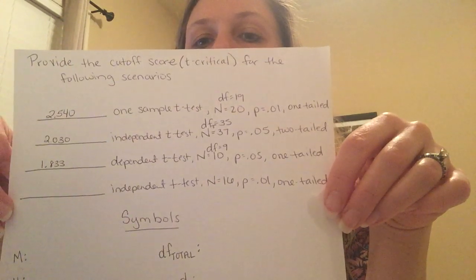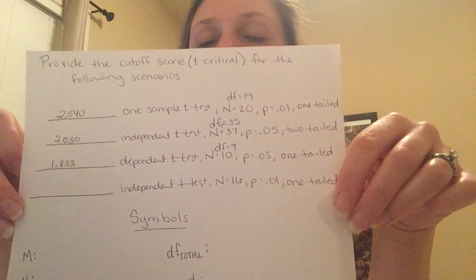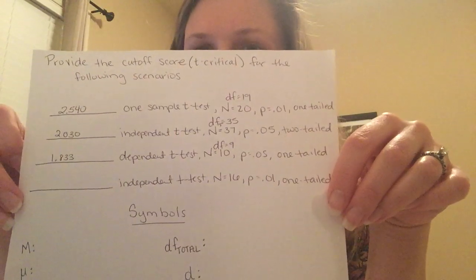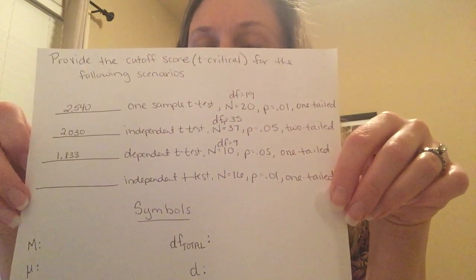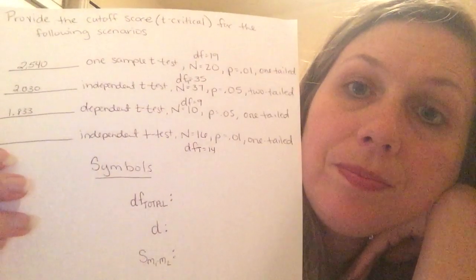What is your DF total going to be here? Because remember, it's an independent t-test, so you need your DF total. It is going to be 14. Okay, so your DF total here is going to be 14.